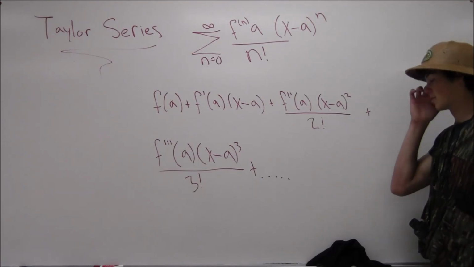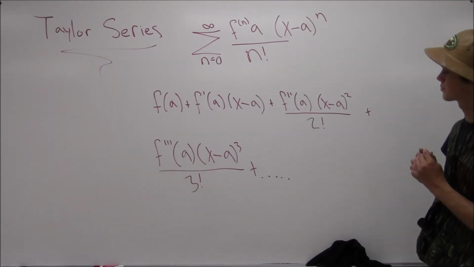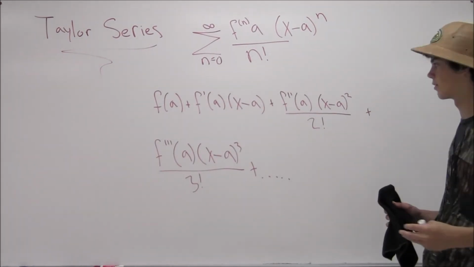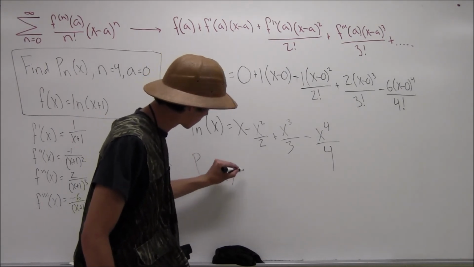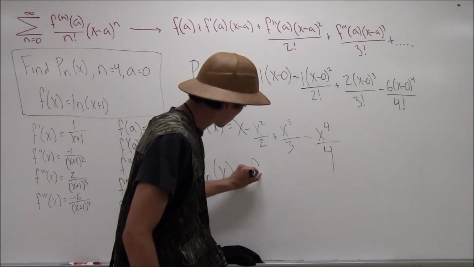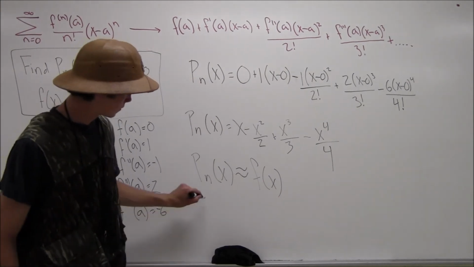Wait, what's that, Erik? Yes, I suppose you're correct. P sub n of x is approximately equal to our original function, f of x. We've done it.